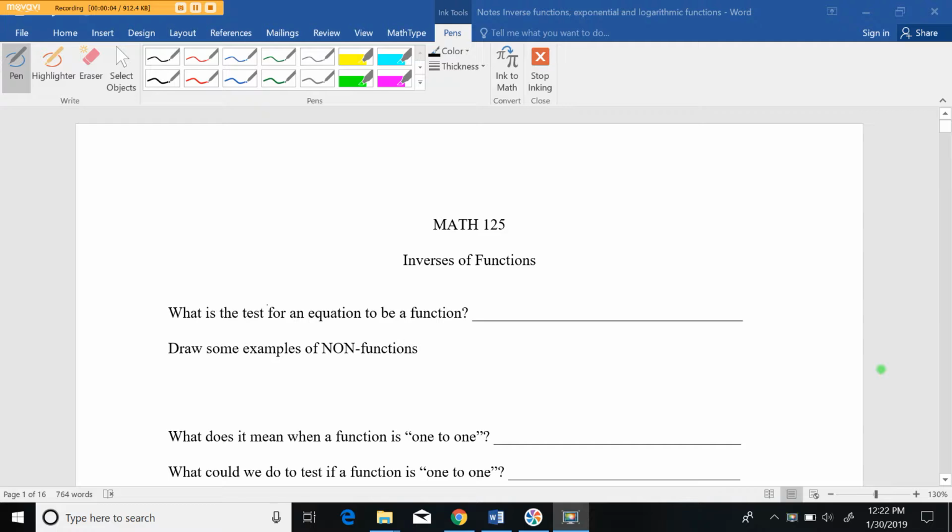I'm making this video as an introductory video into the inverse of functions. So first, what is the test for an equation to be a function? Remember that for a function, every x has to go to one y value. You can't have an x value getting mapped to two or more y values. The test for this is called the vertical line test.